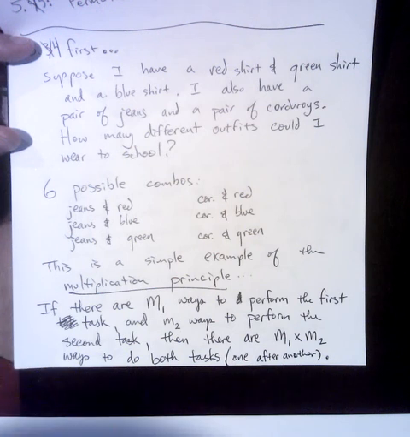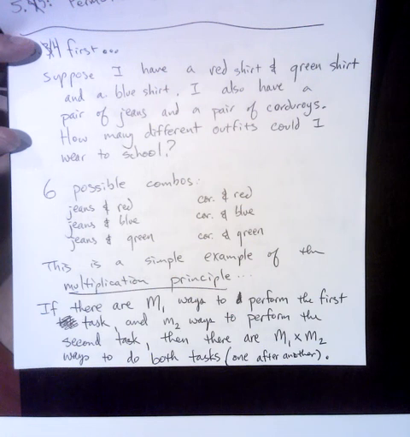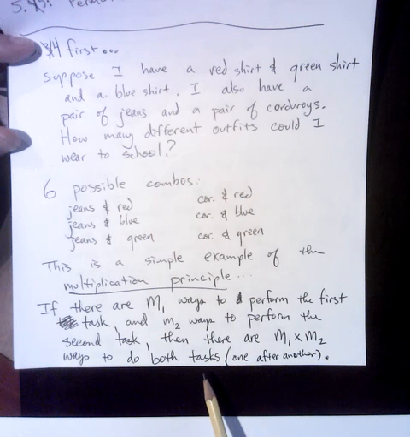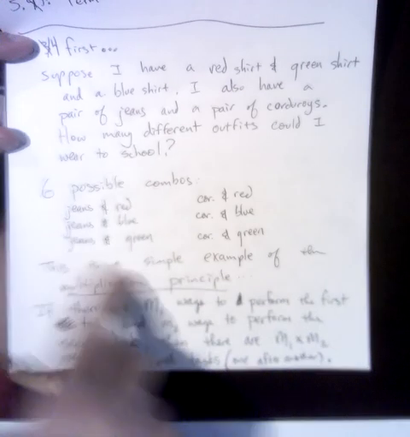If there are m1 ways to perform the first task and m2 ways to perform the second task, then we're going to multiply m1 times m2 ways to do both tasks, one after another. This can be generalized, and we can add in m3 and m4. So in general, if I can figure out the number of ways there are to do each task individually, then I can figure out the number of ways there are to do the entire group of tasks one after another by multiplying.